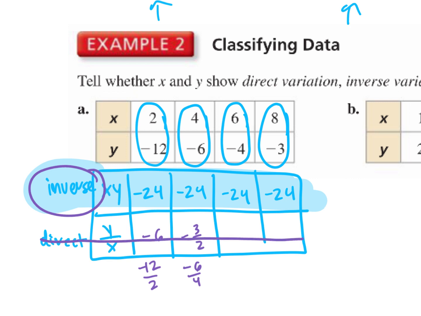So you would do inverse, and if it's not inverse, then it's going to be direct? No, because it could be neither. If it is inverse, you can stop. But if it isn't inverse, then you have to do direct, and if it isn't direct, then it's going to be neither. So you have to check each one until you figure it out. But if it's inverse, you could stop. Can we use a calculator? Yeah.